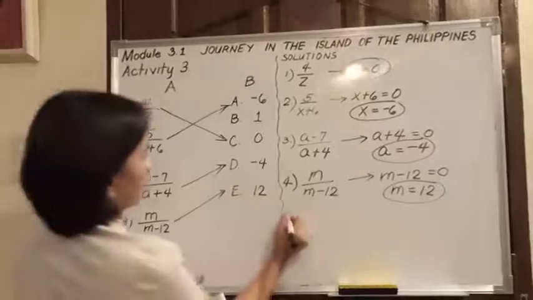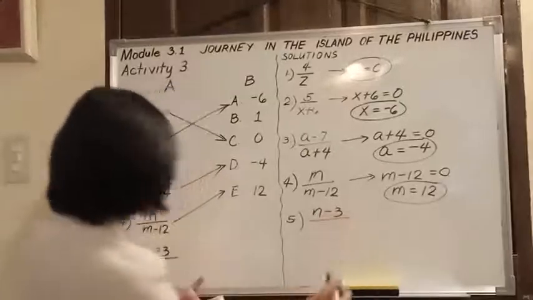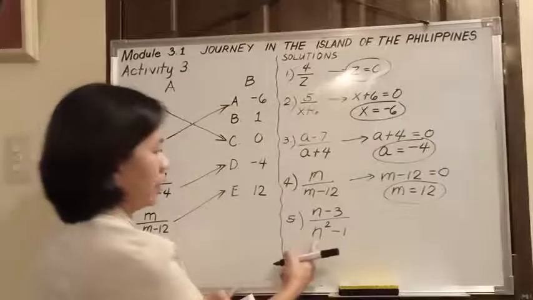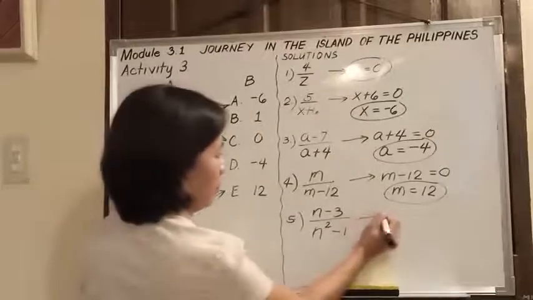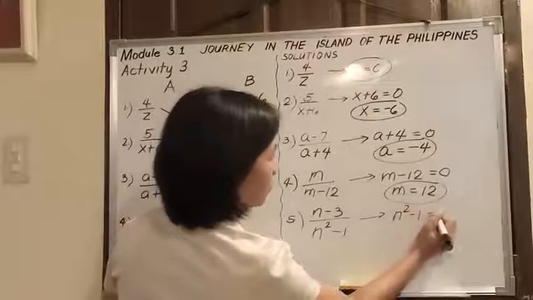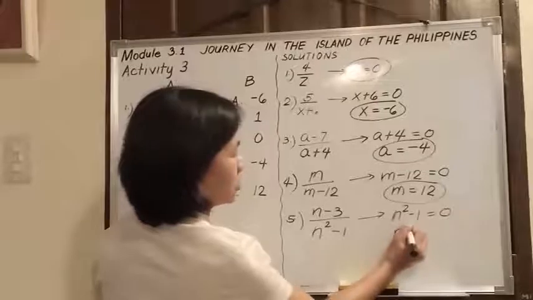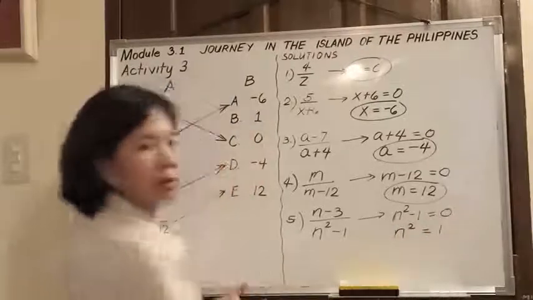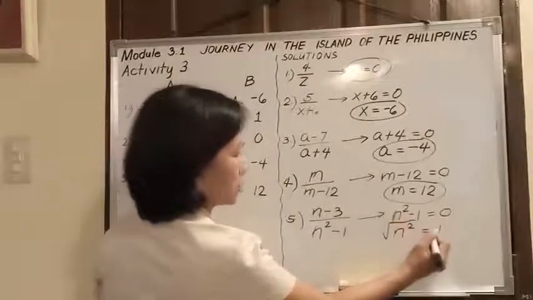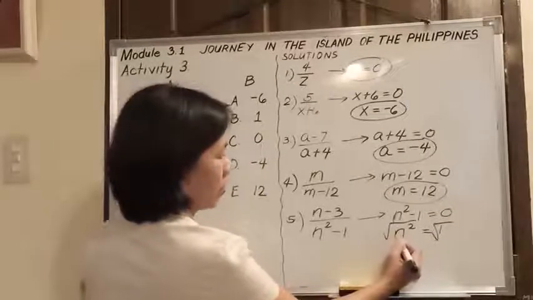And then the last one, number 5. The denominator in number 5 is n squared minus 1. How will you solve for the value of n that will make this undefined? You will equate the denominator n squared minus 1 to 0. Transposing negative 1 to the right, we have n squared equals positive 1. And then to cancel the exponent, get the square root of both sides. 1 is a perfect square.